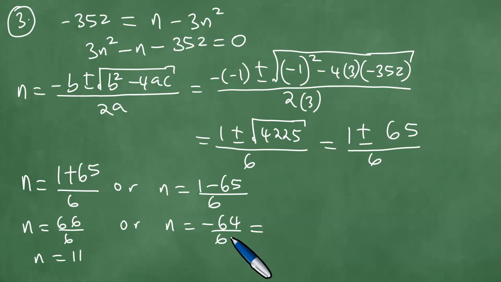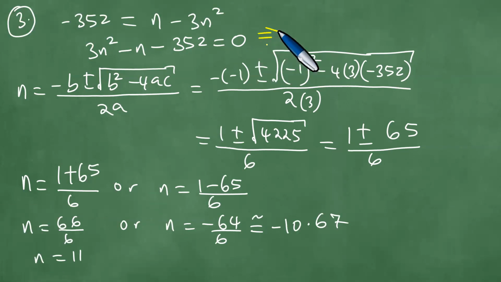What is minus 64 out of 6? That one is sort of a decimal. It's minus 10.67 approximately. So this is one way to do the question, but there's another way.